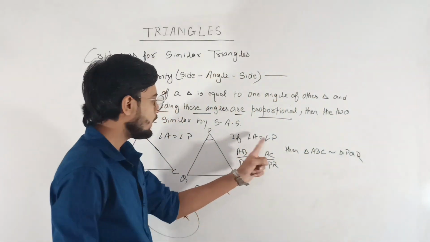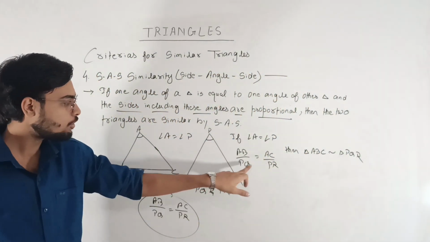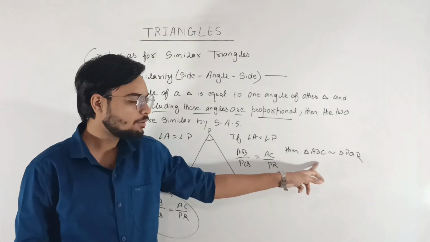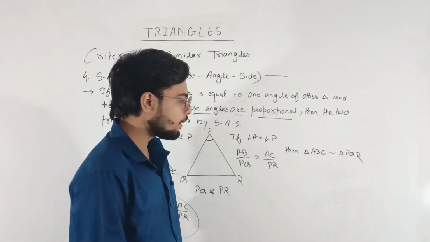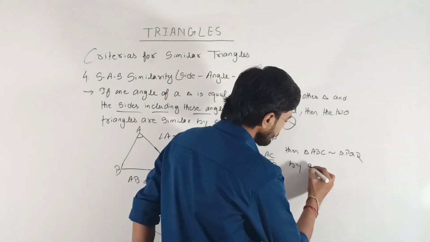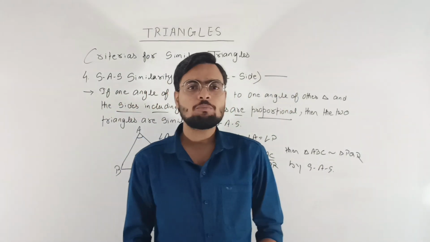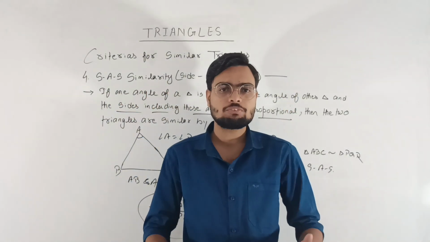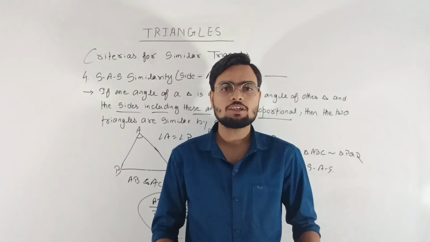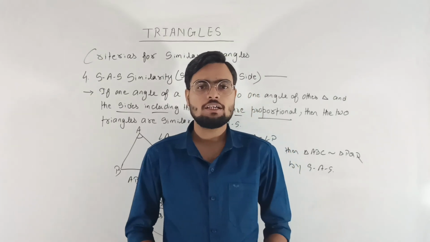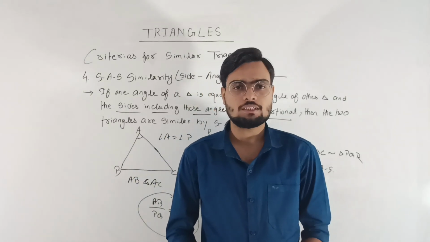So I write it here. If angle A is equal to angle P and AB upon PQ is equal to AC upon PR, then triangle ABC is similar to triangle PQR by side angle side. Understood? I hope you all understood what is a similar figure, what is a similar triangle, and what is the criteria for similarity of triangles. Now let's practice some questions related to similar triangles.